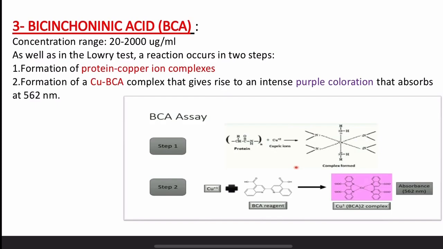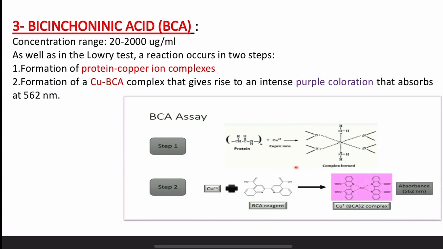The third method is BCA assay. It measures the protein concentration range between 20 and 2000 microgram per milliliter. As well as in the Lowry test, the reaction occurs in two steps. First one is formation of protein copper ion complex. Second one is formation of a cuprous BCA complex that gives a very specific purple color that absorbs at 562 nanometer.